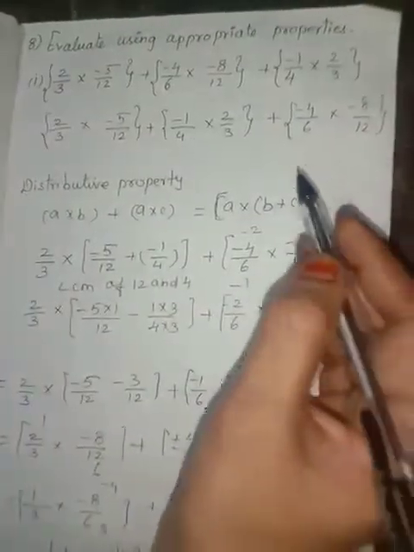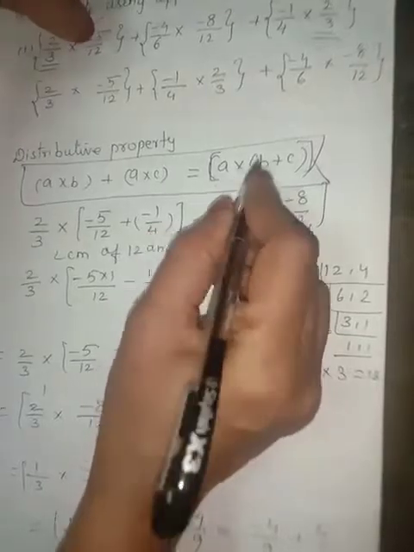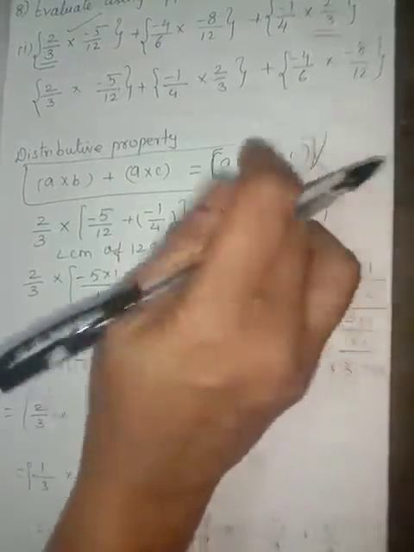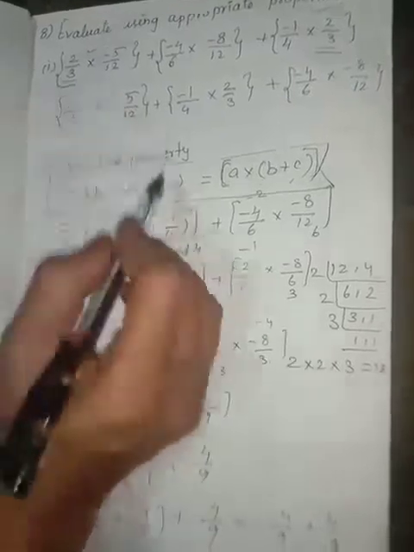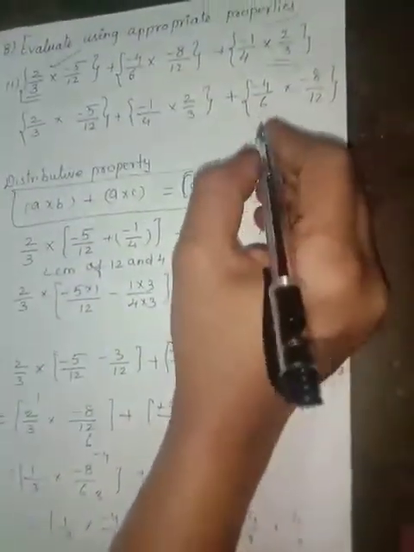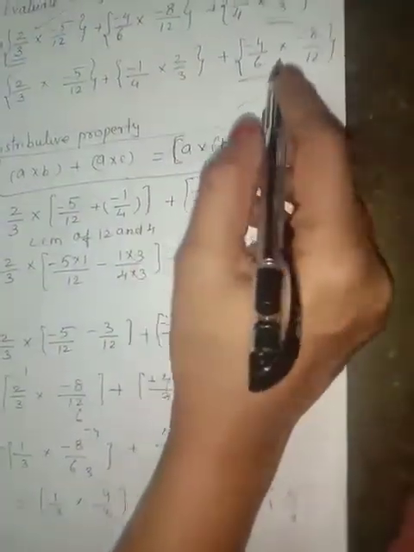Looking at the first and third terms, 2 by 3 is common. It looks like a distributive property. So the common number 2 by 3 multiplied by minus 5 by 12 plus minus 1 by 4. We are getting a cross b, that is 2 by 3 into minus 5 by 12, plus a cross c, that is minus 1 by 4 into 2 by 3. The second term remains as it is. Okay, the second term we write as it is.